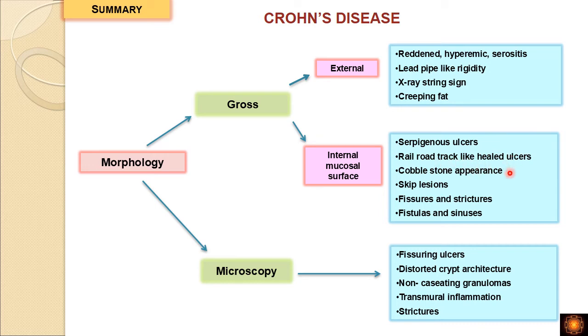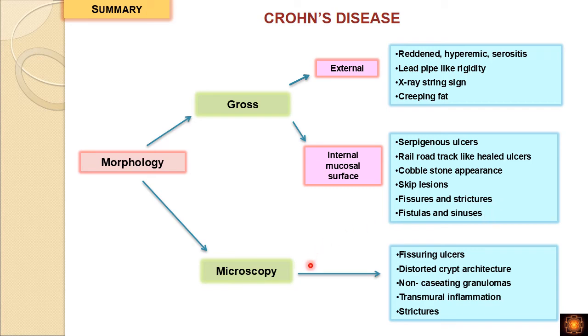And in between, the normal mucosa gives a cobblestone appearance, and then we have skip lesions, and the ulcers may deepen and form fissures which heal to form strictures, or otherwise ulcers may form fistulas and sinuses.